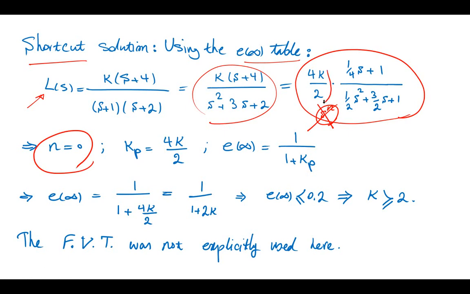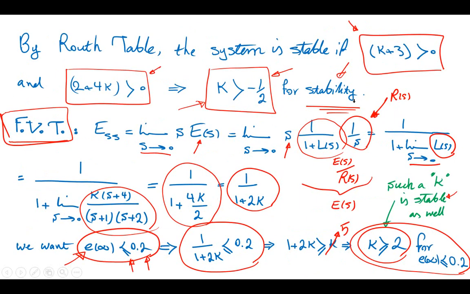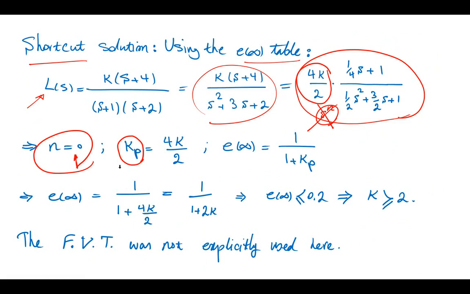Whatever constant we end up with in here is a static error constant. But because the system type is 0, this constant will be the position constant. And by the table, we know that for system type 0 and step input, the steady state error will be 1 over 1 plus Kp. So in this example we have Kp, and by the table the steady state error is 1 over 1 plus Kp.